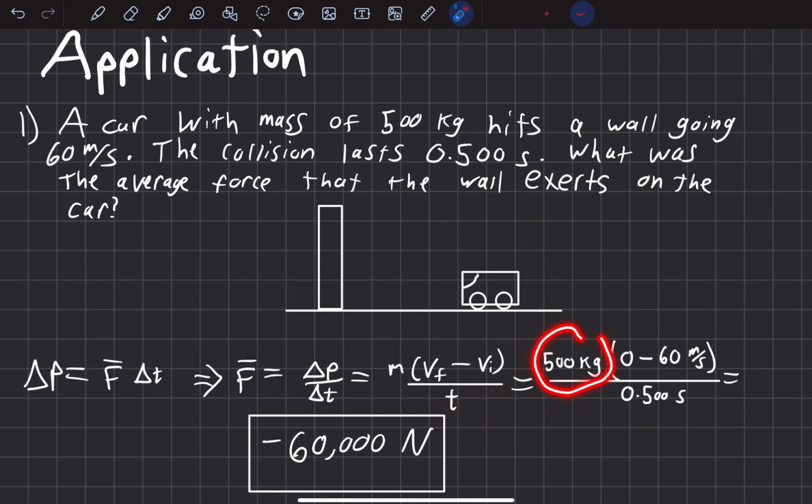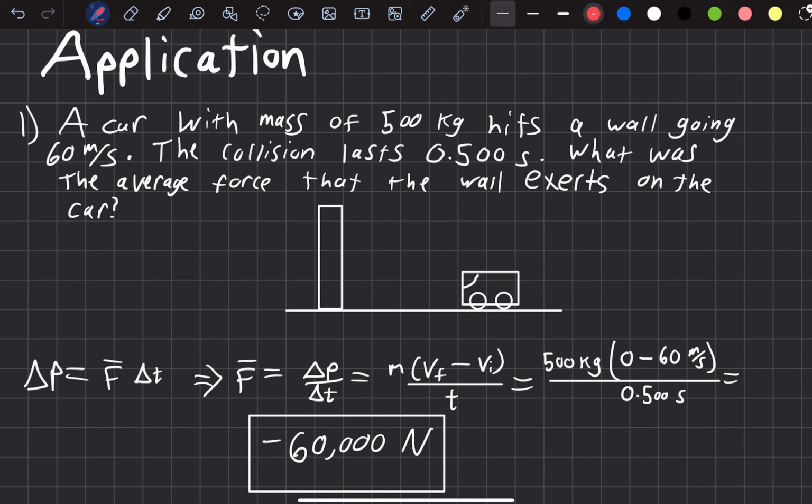Plugging in some values, we get 500 kilograms times 0 minus 60 meters per second. Why is that the case? Well, what is the final velocity of a car that hits a wall and stops? It's going to be 0. So we start with 0 minus 60 meters a second. Overall, we're going to have a negative number inside these parentheses, which means overall the numerator is going to be negative. And if we have a negative numerator and a positive denominator, we're going to get a negative number in our answer. What does this negative number even mean?